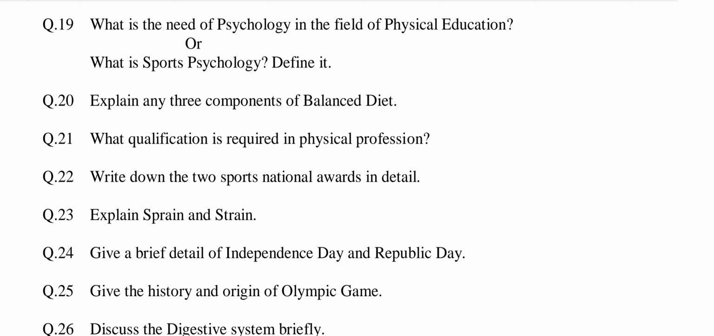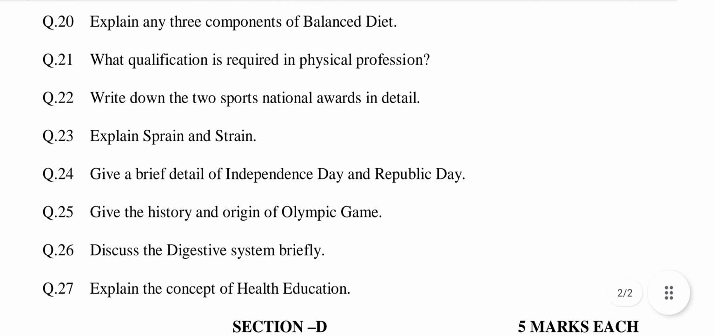Question number 20. Explain any 3 components of a balanced diet. This question is related to chapter number 9, diet and its importance in physical education. The answer may be: food is made of 7 components. The details of 3 components are listed below. Number 1, carbohydrates. 2nd, fats. 3rd, proteins. Explain all these 3 components in 2 to 3 lines.